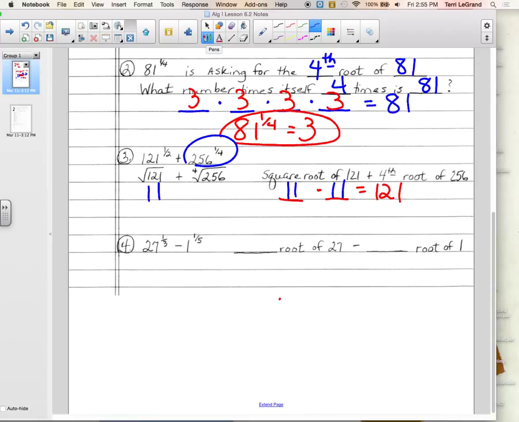So we are looking for what times itself, how many times? 4 times is 256. 4 times 4? 16. 16 times 4? 64. 64 times 4? 256. Okay. Yes. How do you know that, Hunter?